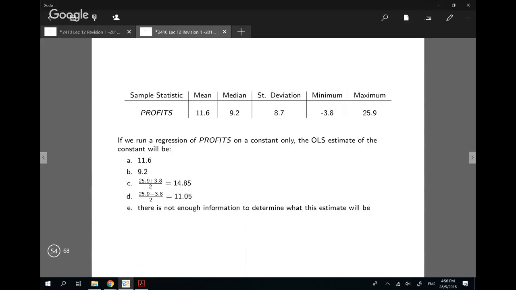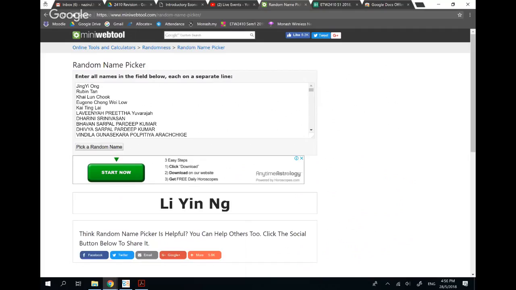Okay. So we run regression of profits on a constant. Only the, this is jackpot. Okay. So who's next?